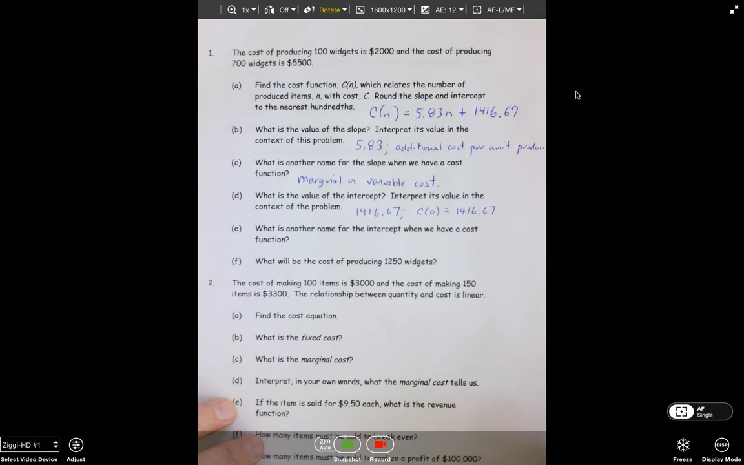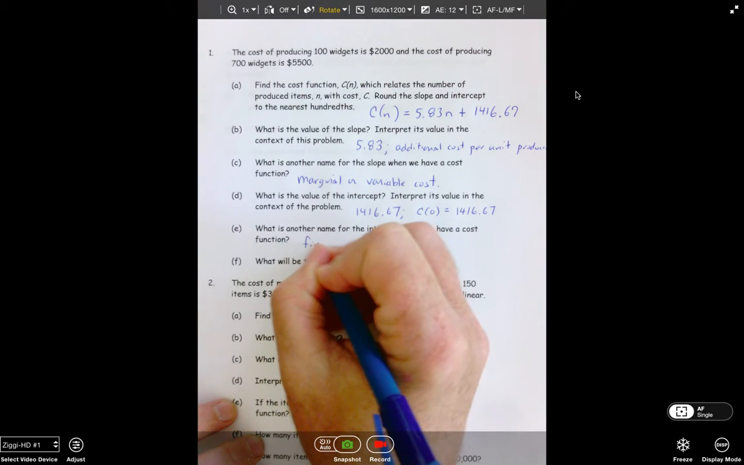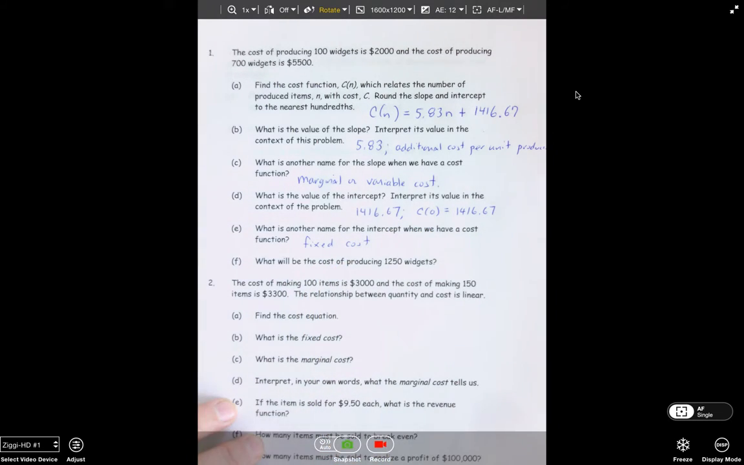All right, where are we here? Okay, E. What is another name of the intercept when we have a cost function? Well, guys, should make sense. The fixed cost. Fixed cost is just what it costs to open the doors. It's before you produce the first widget. So for this fictional company producing these widgets, it's going to cost $1,416.67 to open the door every morning. And for each additional widget, it's going to cost $5.83 manufacturing cost.